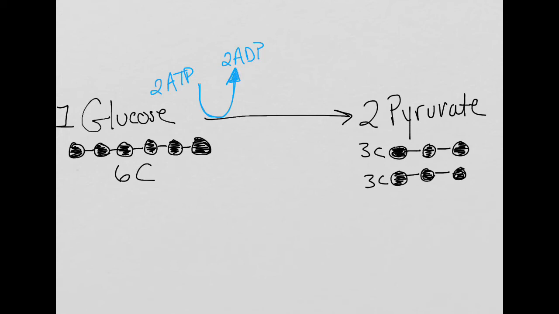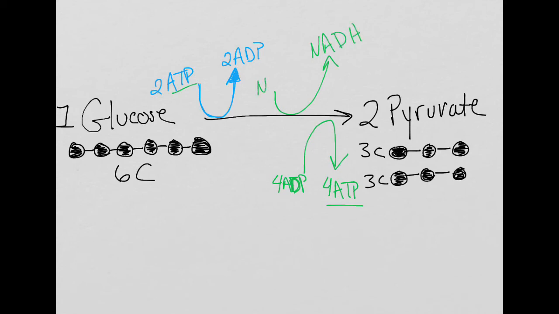So I used 2 ATP, but I end up getting out 4 ATP. So I used 4 ADP. Okay, so I gain 4 ATP, even though I used 2. I also gain, let me put it this way, I gain something called NADH, which came from NAD+.